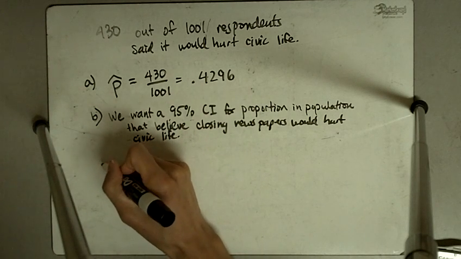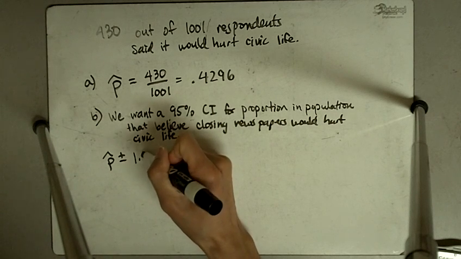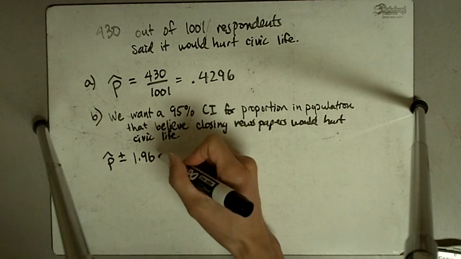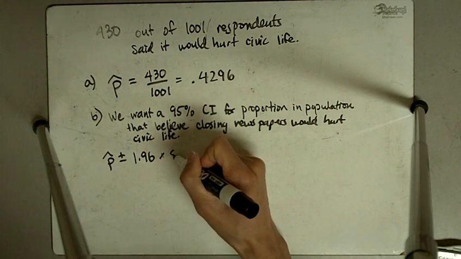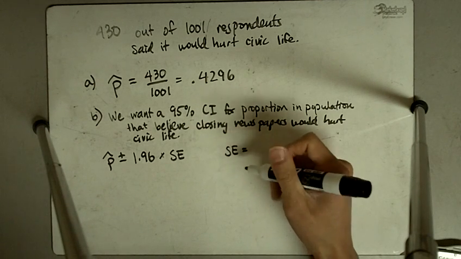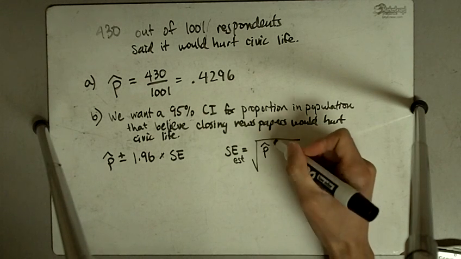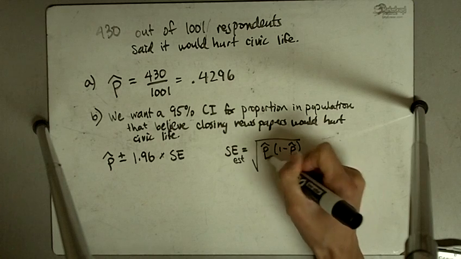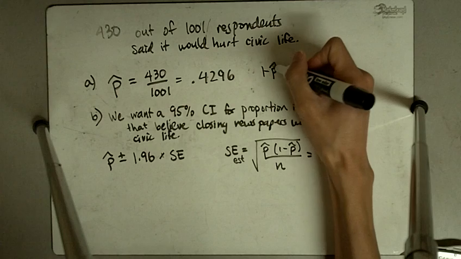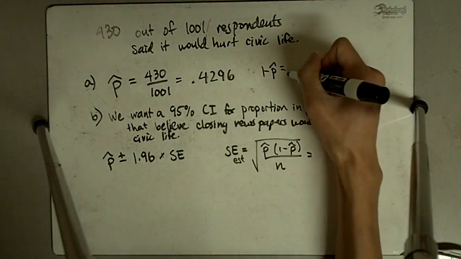So in this case, it would be p hat plus or minus our critical value, which is 1.96 for a 95% confidence interval. It's always 1.96 for 95% confidence intervals, times our standard error. Because this is an estimated standard error, it is the square root of p hat times 1 minus p hat divided by n. So if p hat is 0.4296, 1 minus p hat is 0.5704.